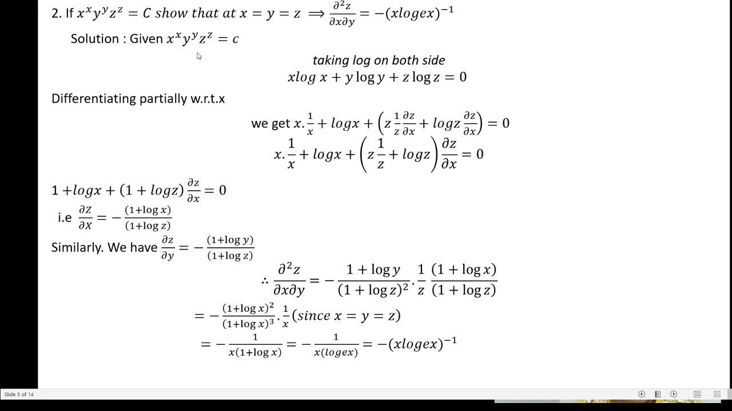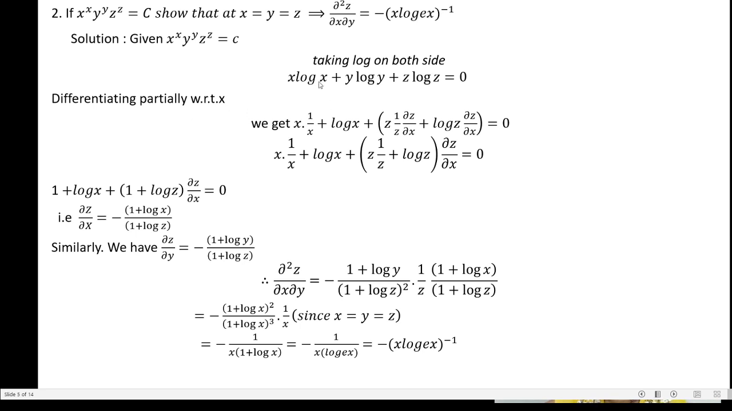Given x to the power of x into y to the power of y into z to the power of z is equal to c, taking log on both sides, what we have? Log of m into n into p is log m plus log n plus log p, is equal to this constant, log c is 0. So here, x to the power of x, log m to the power of n is n into log m. Therefore x into log x plus y into log y plus z into log z is equal to 0.